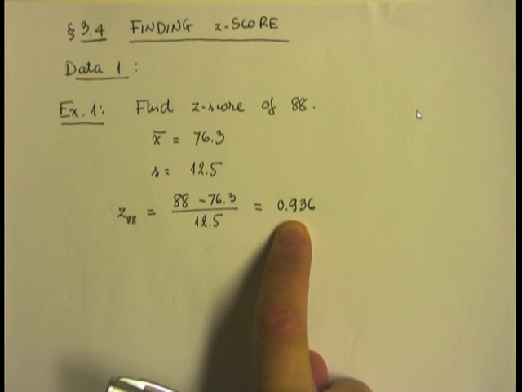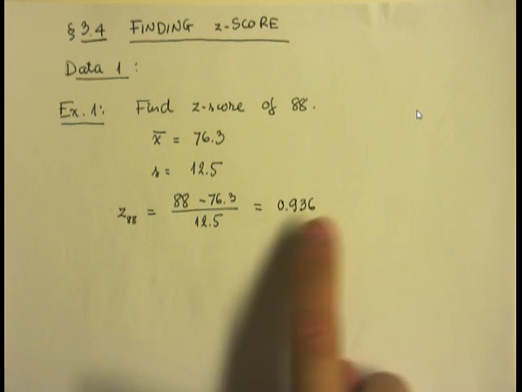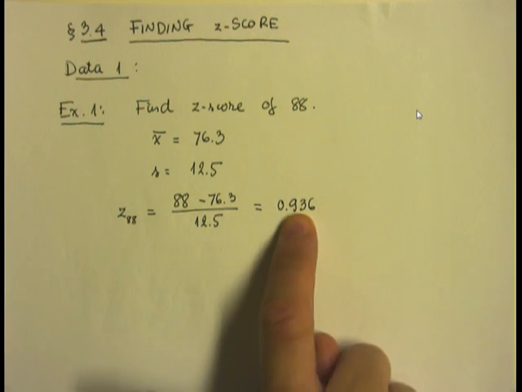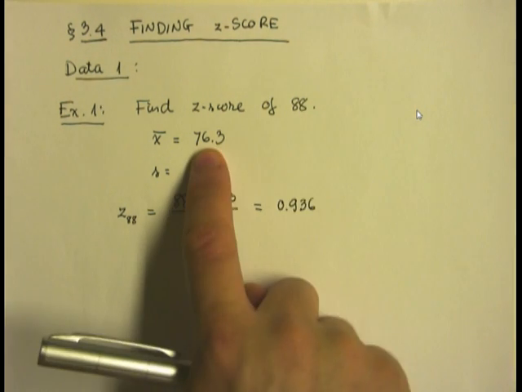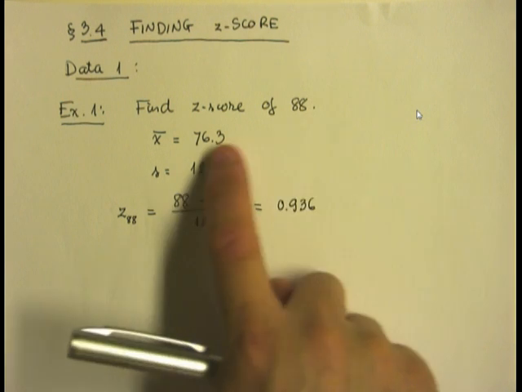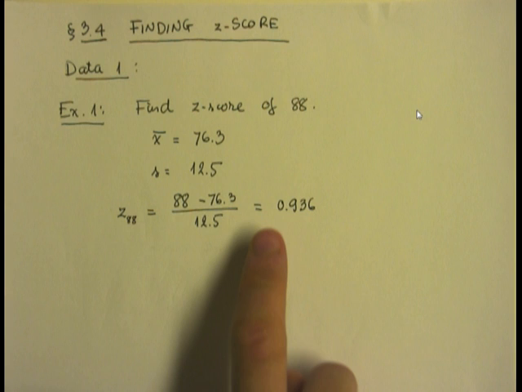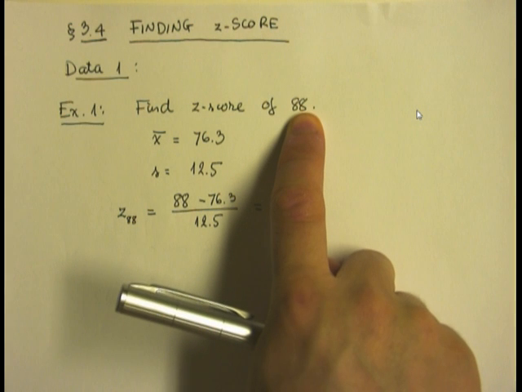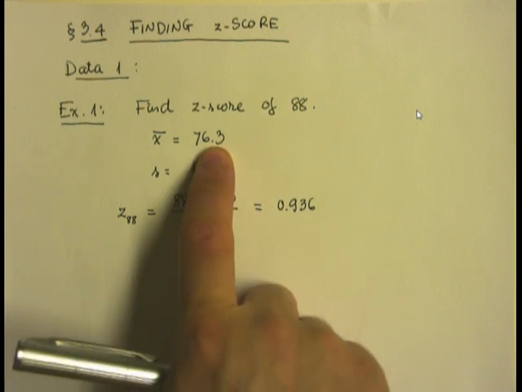So what's the meaning of this 0.936 right here? It means the individual data value 88 is 0.936 standard deviations above the mean. Now you can notice the z-score for this particular data value is a positive z-score. Compared to the mean, this individual data value 88 is higher than the mean, and so it's reflected by the sign of the z-score. The z-score here has a positive sign. And so once again, this positive 0.936 is indicating that the individual data value 88 is 0.936 standard deviations above the mean value.